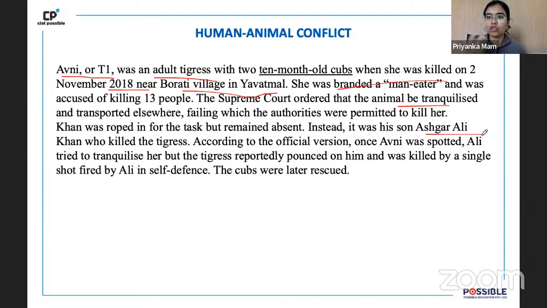And we have to stop the human animal conflict. We can't possibly start killing all these animals and then later on be like, acha theek hai, abhi khatam ho gaya, chalo theek hai, import kar lete hain. So that cannot really happen.